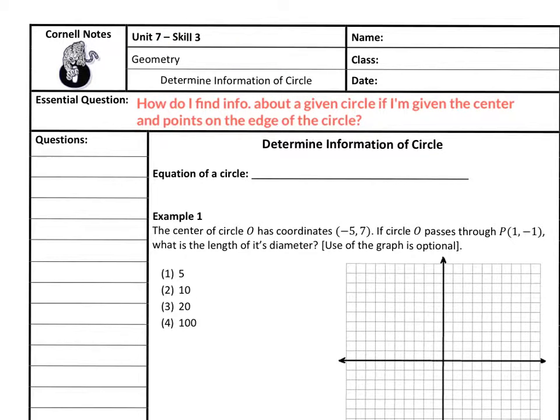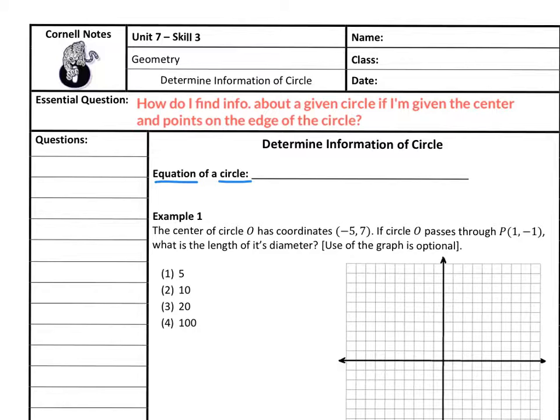This is Unit 7 Scale 3 video, determining information of a circle. Pause the video, write down your essential question. How do I find information about a given circle if I'm given the center and points on the edge of the circle?